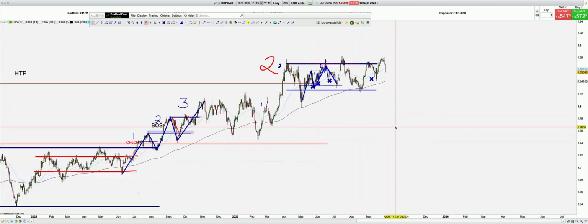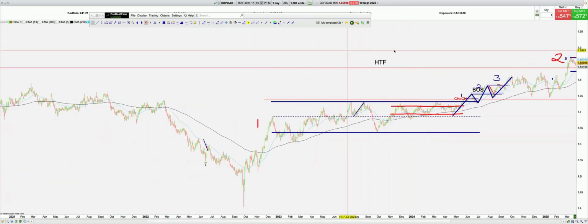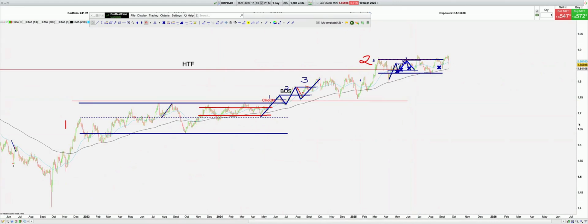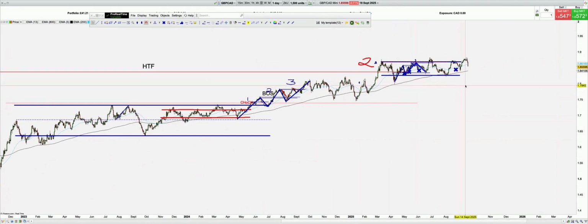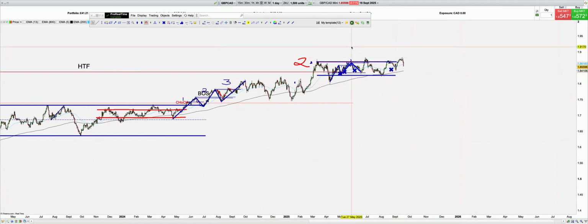GBP CAD, really nice. Look what we're seeing. Okay, my mouse doesn't want to do what I want, but that's fine. So we've got level 1 and we've got level 2. That's how I see that at the moment. We're looking for trades off the 50.